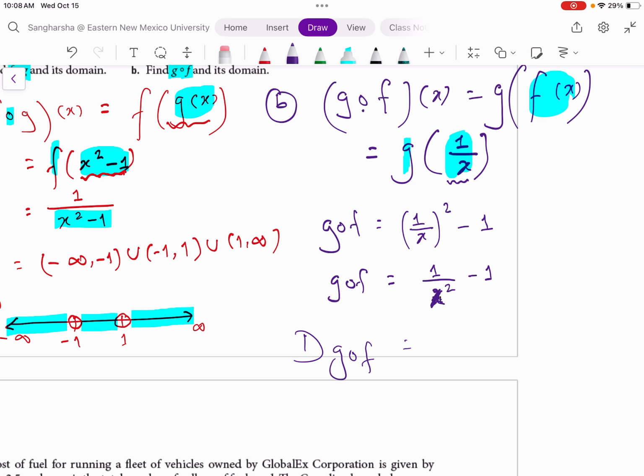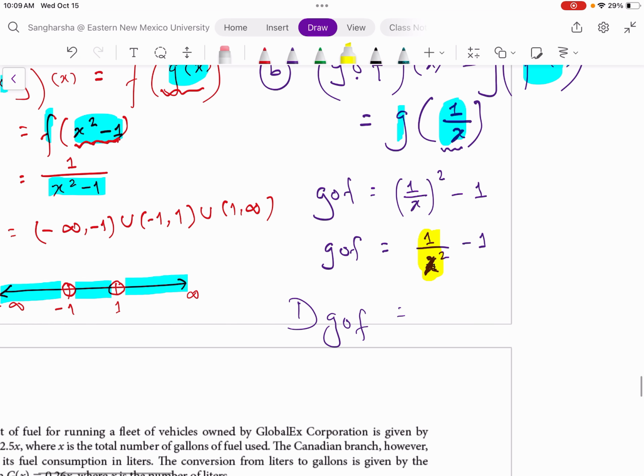Now what type of function is G composite F? What kind of function? Is it rational? Is G composite F a rational function? Where do we have our input? Do we have our input X in the denominator? We do have, right? In this term, in the denominator we have our input X. Every time you have your input X in the denominator, it is a rational function. That's the easiest way to know.